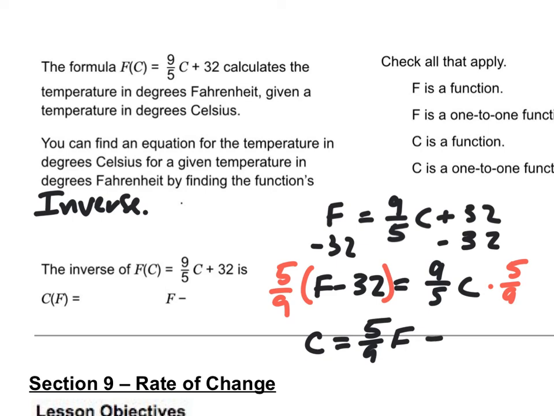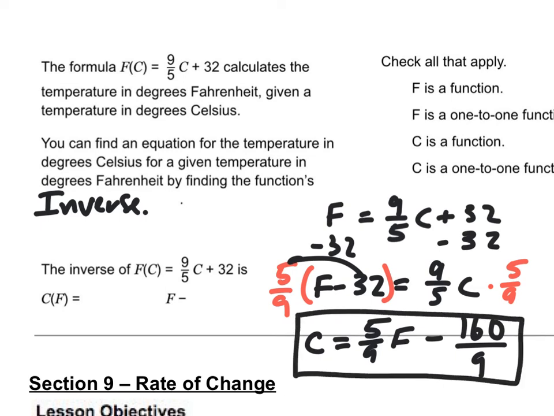And then minus, if I take 5 times 32, that's going to give me 160, and then I'm going to divide that by 9. So what I have here is this function that shows me the degrees Celsius given a degrees Fahrenheit. So we can go the opposite way. So what I would write is I need to say that I have a coefficient of 5/9 here, 5/9 f, and then minus 160 over 9.